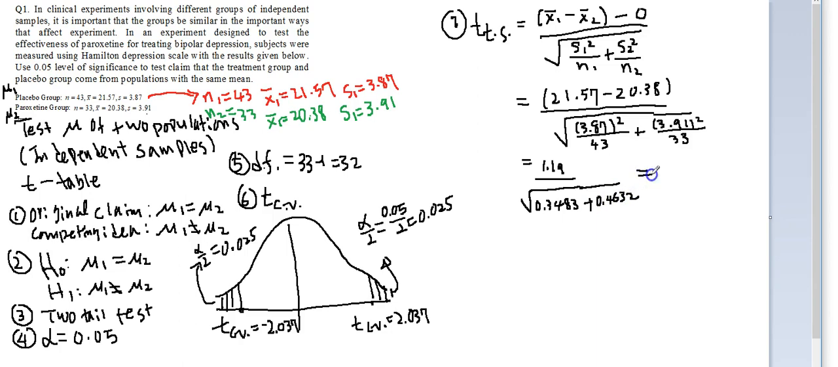Okay, so I'm going to add these two numbers, 0.3483 plus 0.4632. Then we're going to take the square root. I have 0.9 at the bottom. So you got 1.19 divided by 0.9. Okay, so 1.19 divided by 0.9, I have 1.32. That's the positive 1.32.